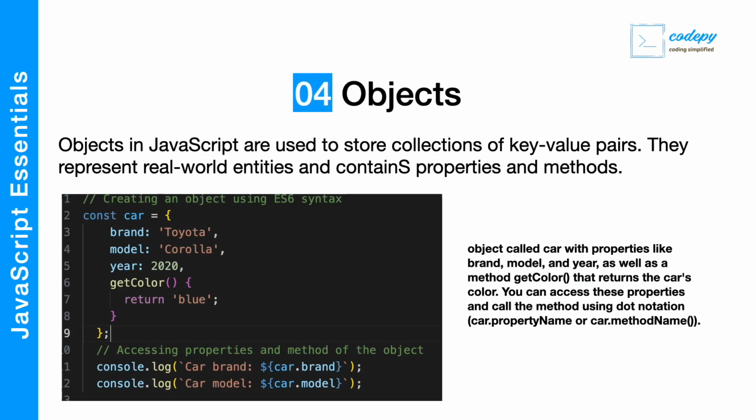Now objects. Objects in JavaScript are used to store collections of key-value pairs. Objects represent real-world entities and contain properties and methods. Objects are defined using curly braces. Here is an object called car with properties like brand, model and year.